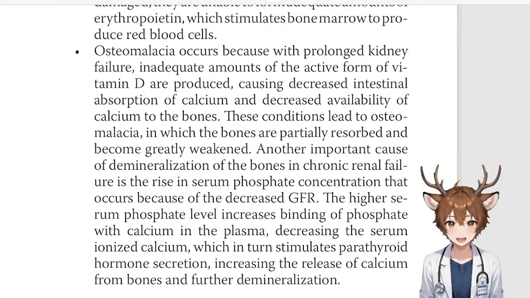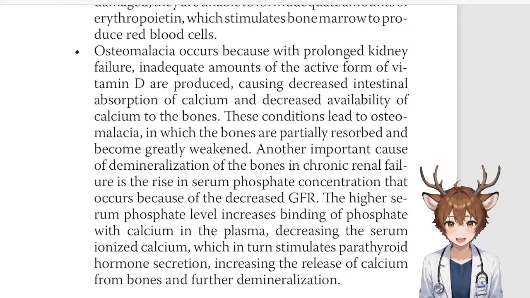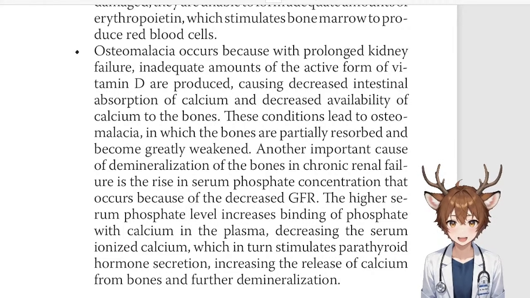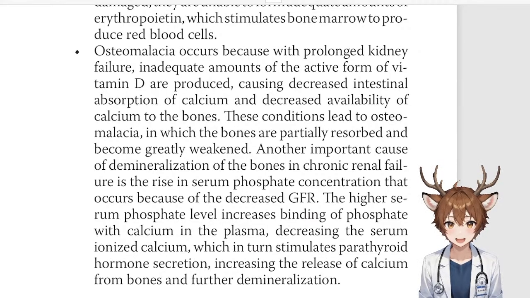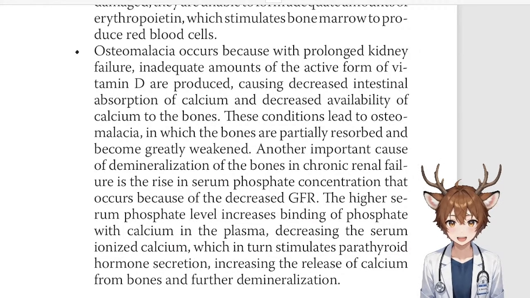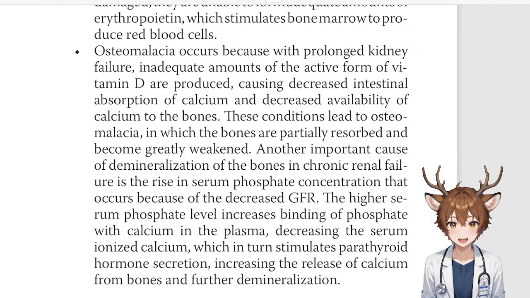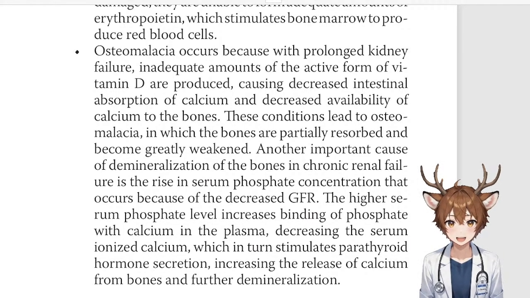Another important cause of demineralization of the bones in chronic renal failure is the rise in serum phosphate concentration that occurs because of the decreased GFR. The higher serum phosphate level increases binding of phosphate with calcium in the plasma, decreasing the serum ionized calcium, which in turn stimulates parathyroid hormone secretion, increasing the release of calcium from bones and further demineralization.